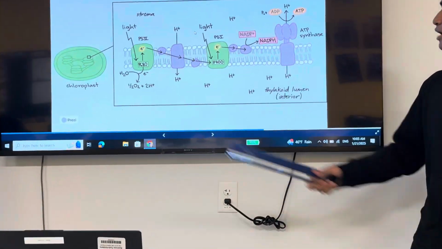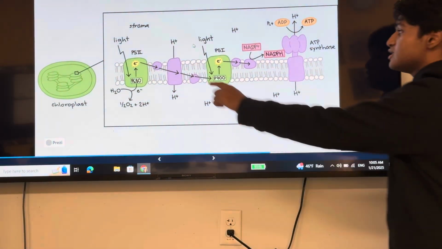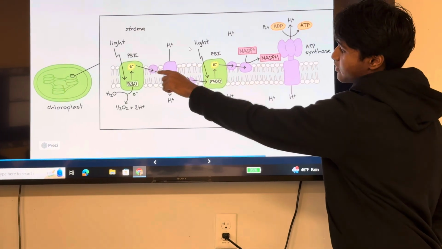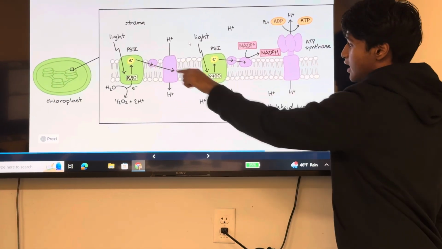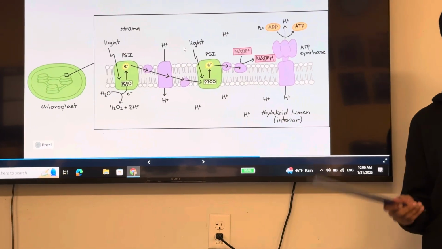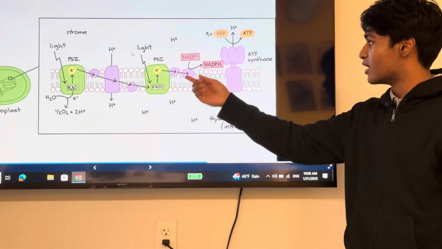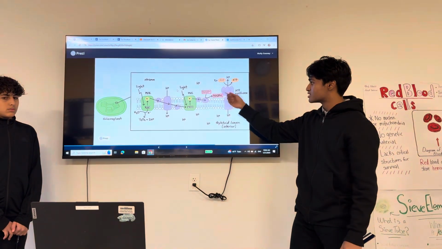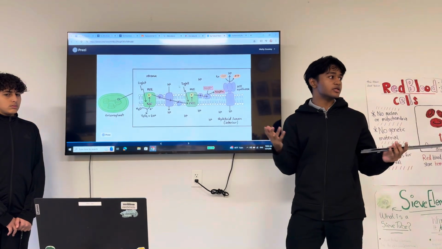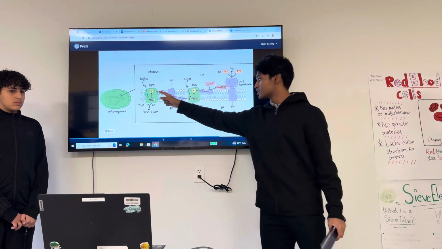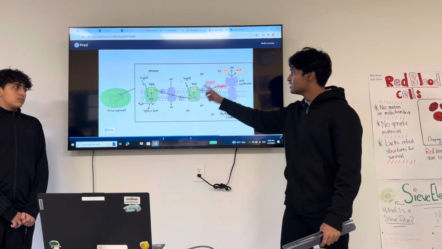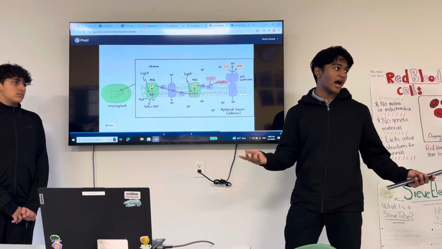So after this electron gets excited, as you see, the electron is moving through these different electron carriers. As it moves through the carriers, it loses energy, which is why you have photosystem 1 right here, which is going to receive light from the sun to activate it again, basically increasing the amount of energy. So we have this electron, it moves through, it loses energy, and then it receives light from the sun to basically get higher energy again.